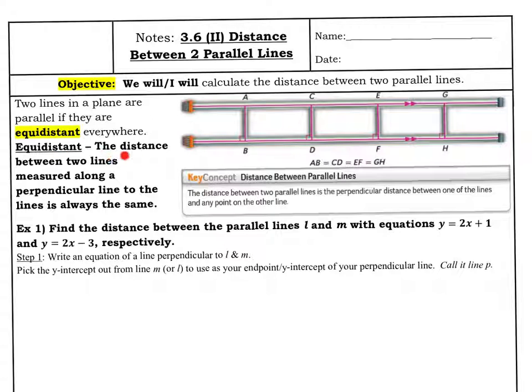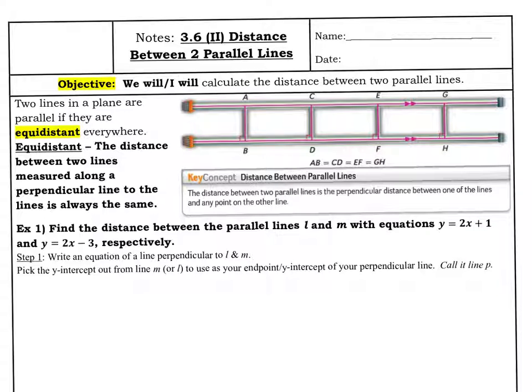But it's officially defined as the distance between two lines measured along a perpendicular line to the lines is always the same. And then it says right here, the distance between two parallel lines is the perpendicular distance between one of the lines and any point on the other line. Okay, great. So what does that mean to you in the math sense?